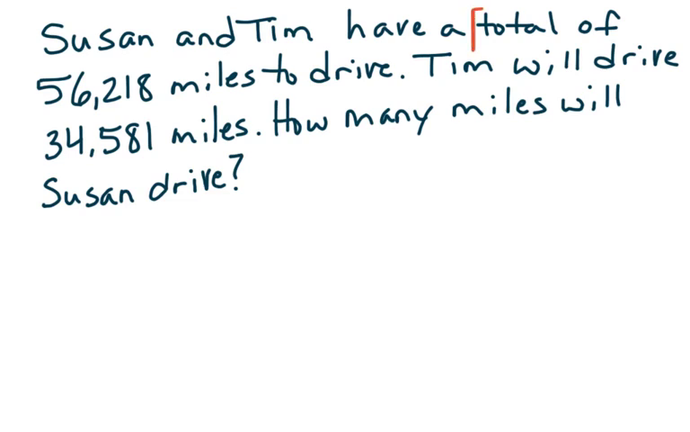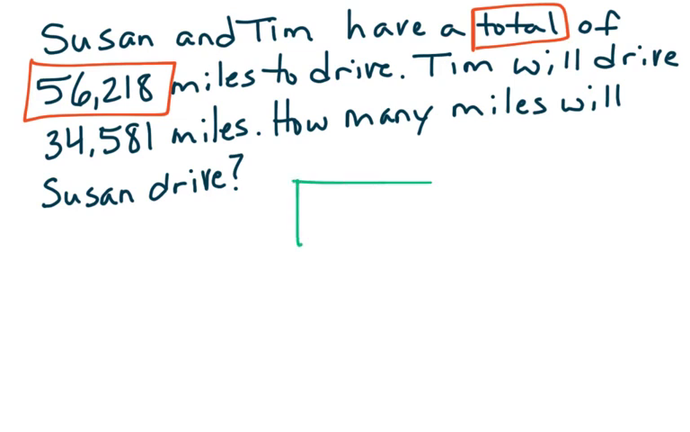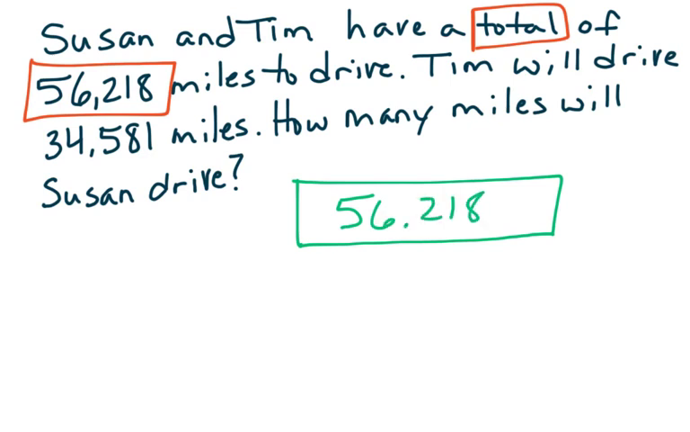Susan and Tim have a total of 56,218. This tells me that's going to be my whole. So when I have my diagram, 56,218, that's going to be my whole.